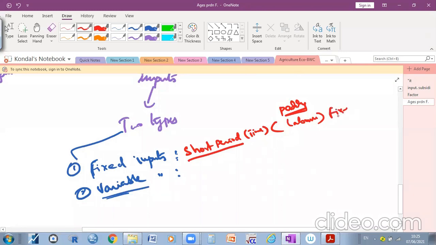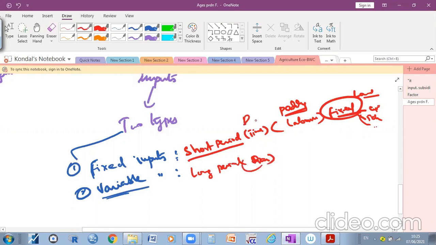For example, land is a fixed input, we cannot change it within the time, and the capital we cannot change, and technology we cannot change, and other factors also we cannot change. So these are called fixed inputs. Variable inputs are those we can change in the long period. Long period is nothing but the long run.